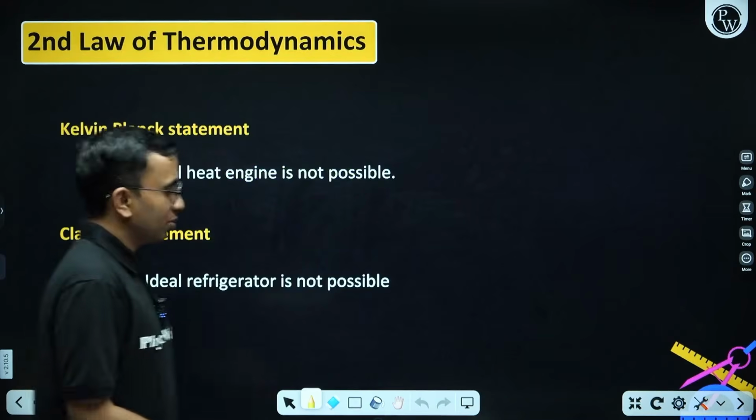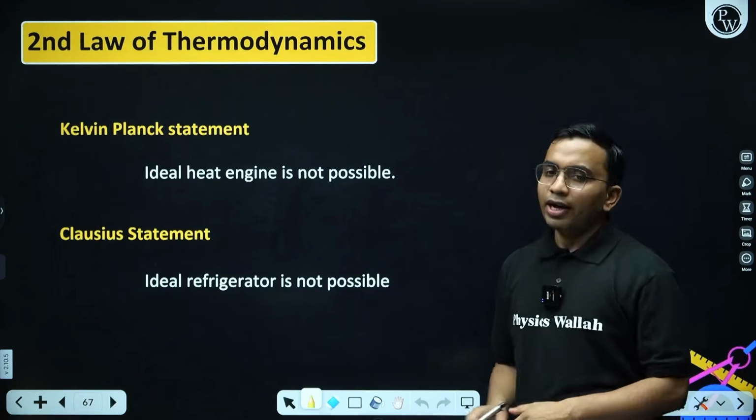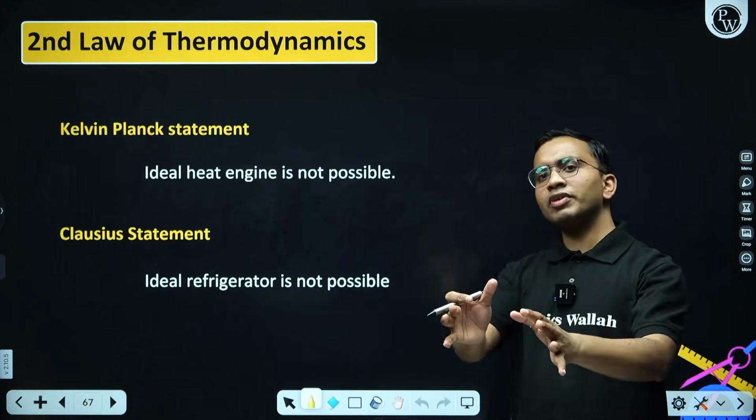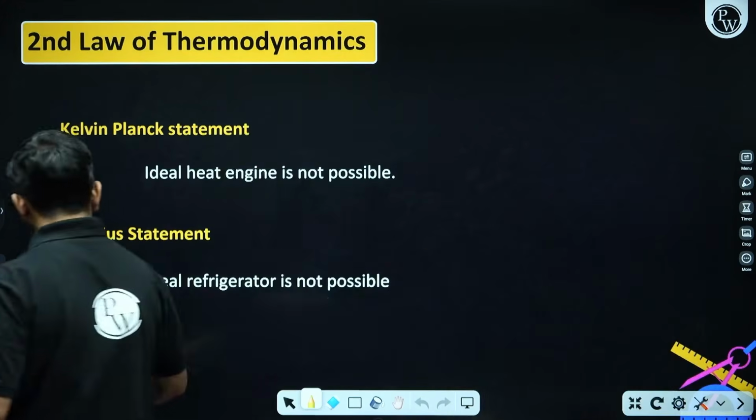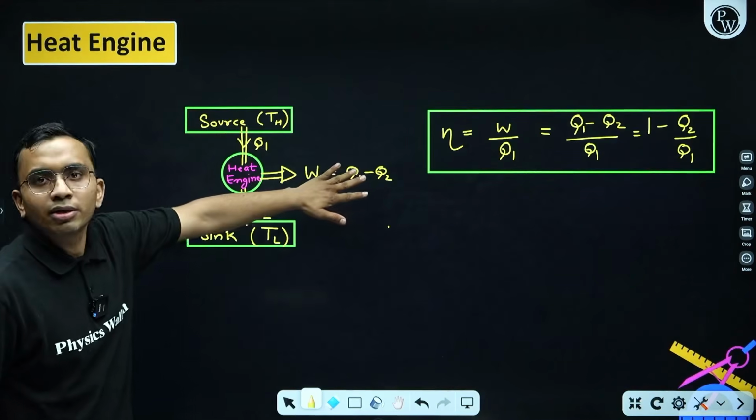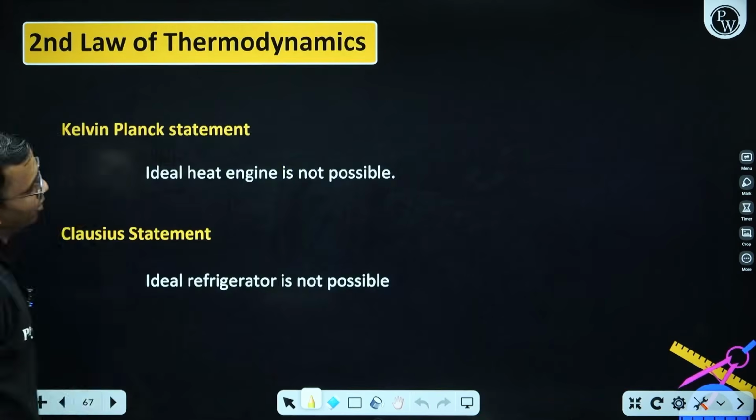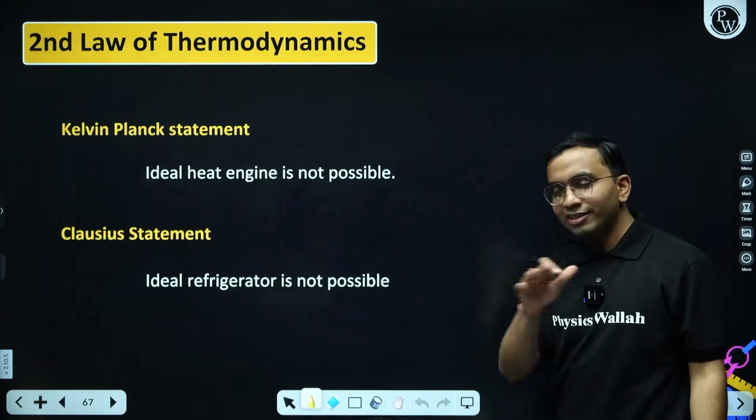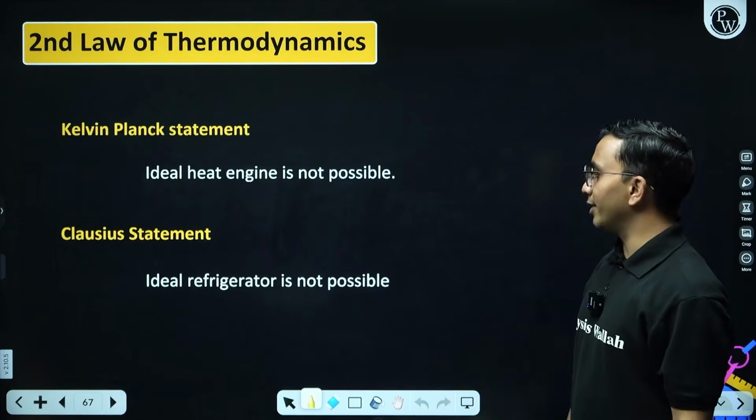Now, second law of thermodynamics. The second law of thermodynamics states that it's not possible that whatever heat you are giving to the system will be fully transferred to the work. Now you may say, sir, try to make such a system such that total Q1 is coming here. No, Q2 becomes 0. So the second law says that that is not possible. Ideal heat engine is not possible. And we have another statement also. Ideal refrigerator is not possible.